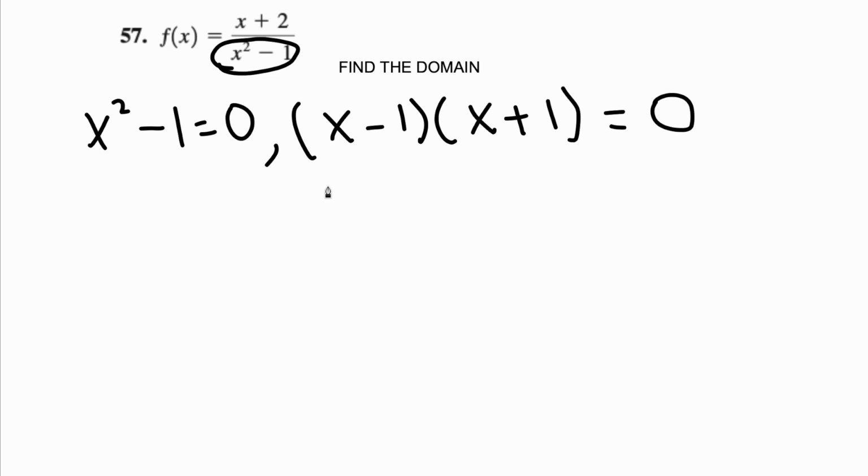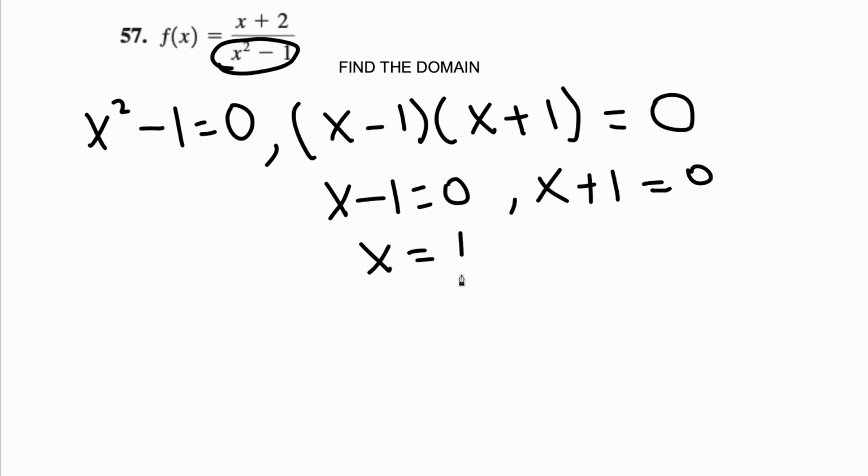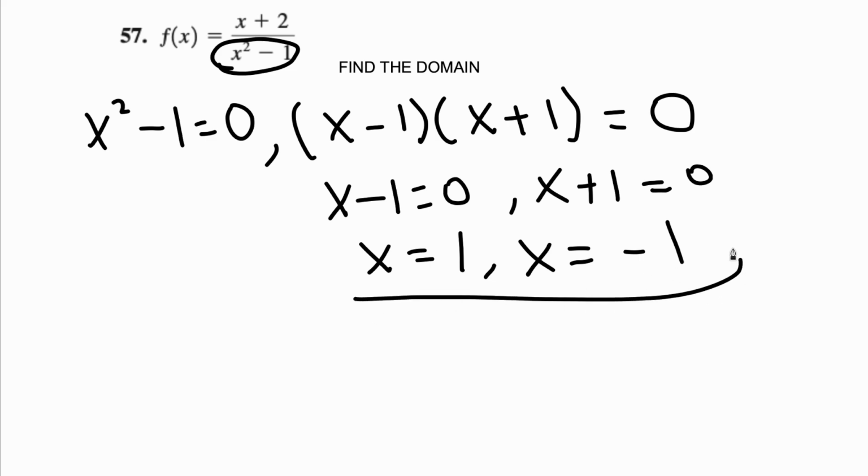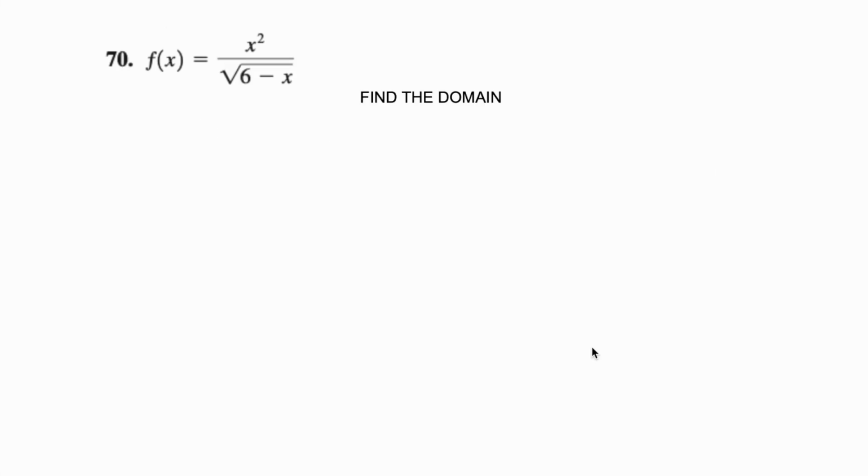Now let's apply this. So it'd be x minus 1 equals 0 and x plus 1 equals 0. It would be x equals 1 and x equals negative 1. Since x equals 1 and x equals negative 1 make the denominator 0, these values are not included in the domain. Therefore, the domain of f(x) consists of all real numbers except x equals 1 and x equals negative 1. So this is our last problem of today.